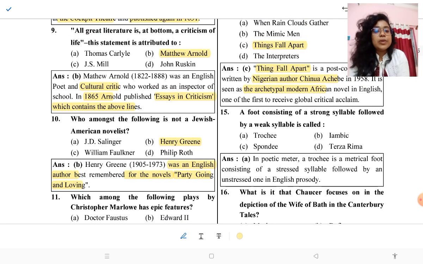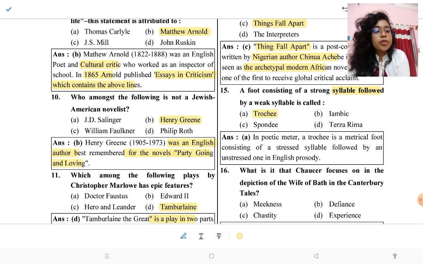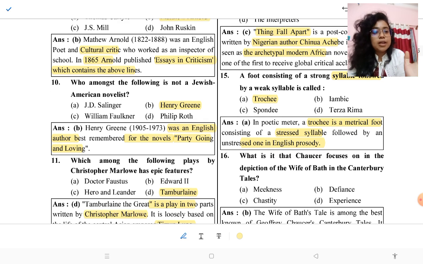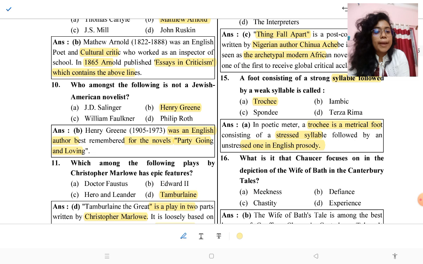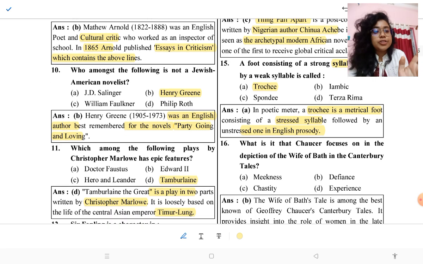Okay, now the next question: a foot consisting of a strong syllable followed by a weak syllable, and it is trochee, meaning stressed, unstressed. Okay, in poetic meter, a trochee is a metrical foot consisting of a stressed syllable followed by an unstressed syllable. Unstressed followed by stressed is iambic, right? Spondee is stressed, stressed. Dactylic is stressed, unstressed, unstressed.